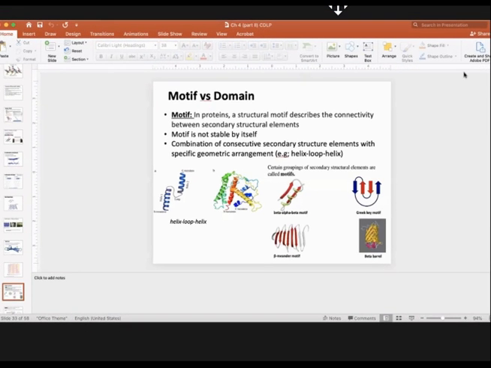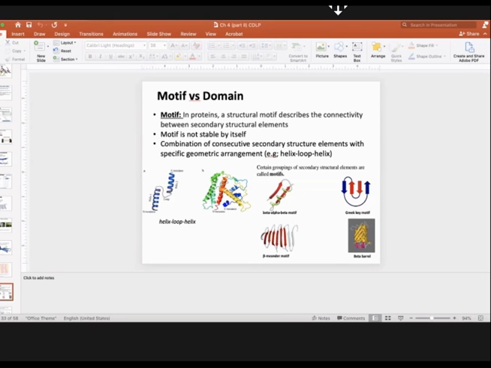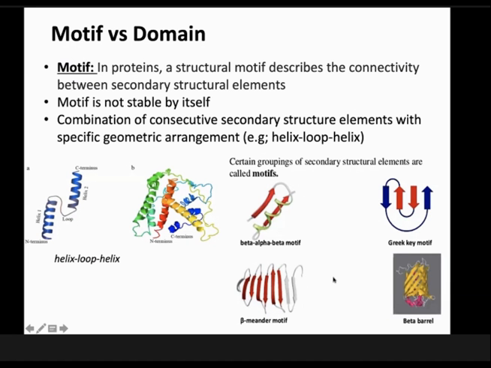The motifs are how the secondary structures are arranged. Remember, the secondary structure can be alpha helix or beta strand, etc. Sometimes they are together, and that's the connectivity. Some of those motifs are common. For example, you would say, my protein is a helix loop helix.